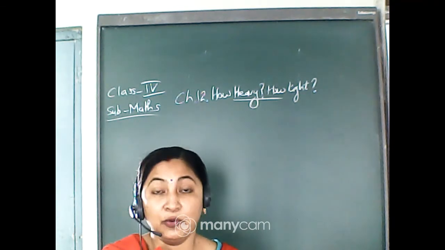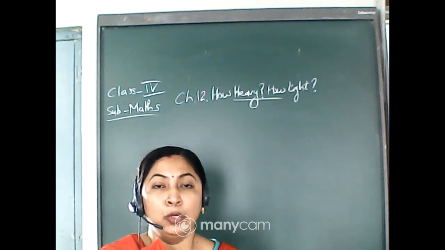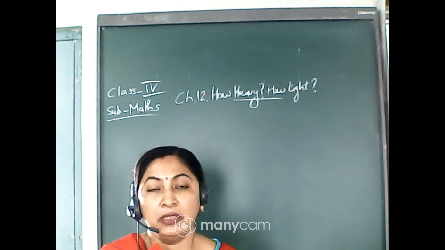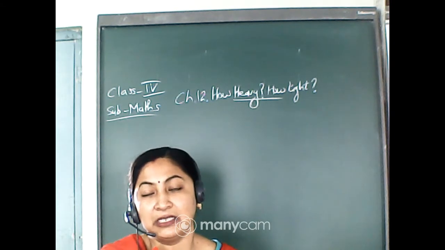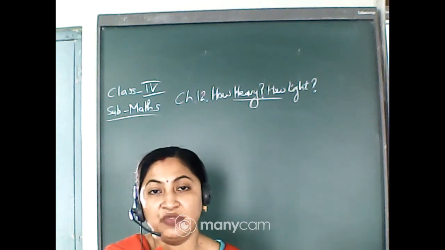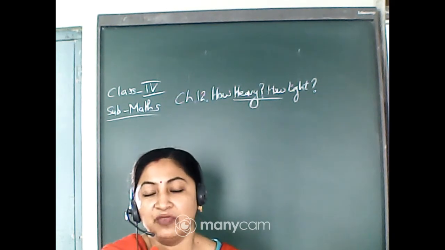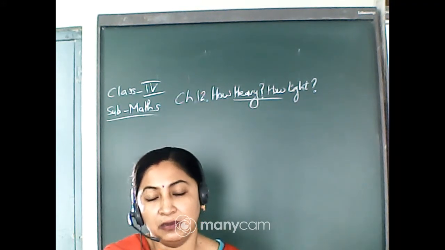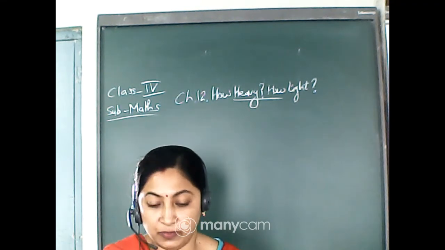In the last class, up to page 135, we have learnt how to weigh different things: the lightest one, the in-between one, and the heaviest one. Which things come under the lightest, the heaviest, and in-between, with the help of the balance. With the help of the balance, we have weighed the things, and then we have written them in different columns, isn't it?